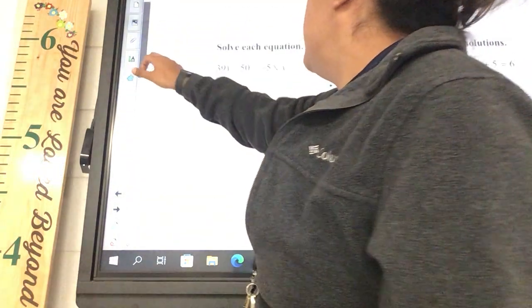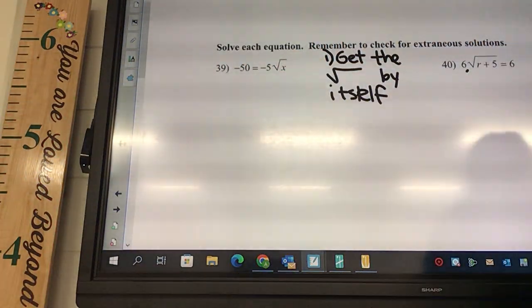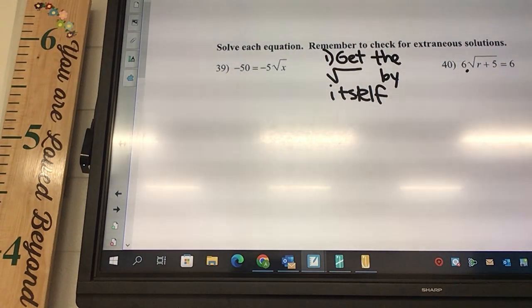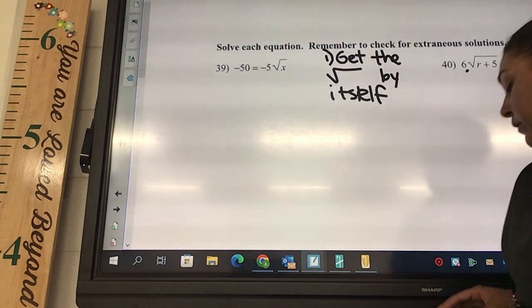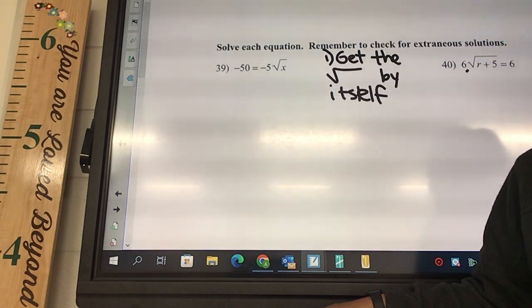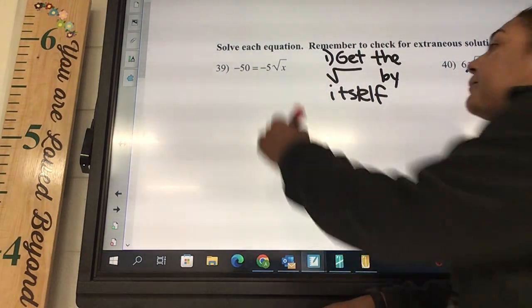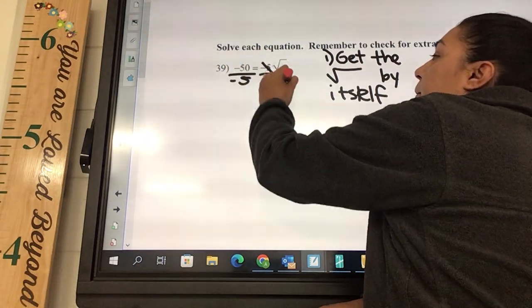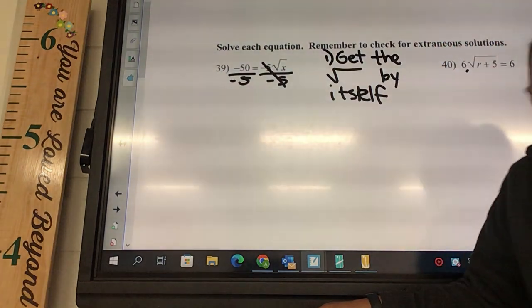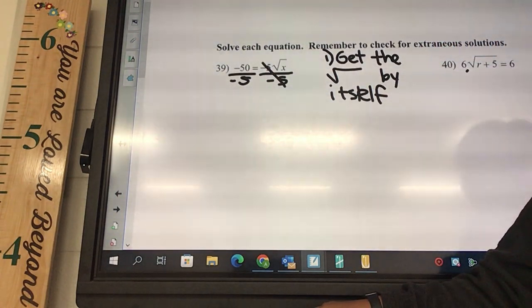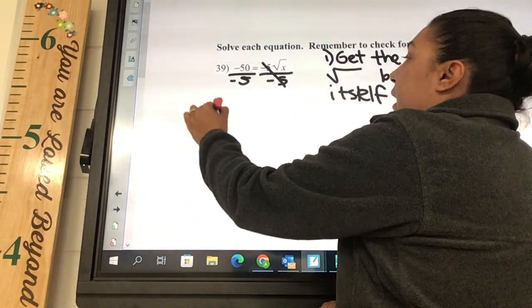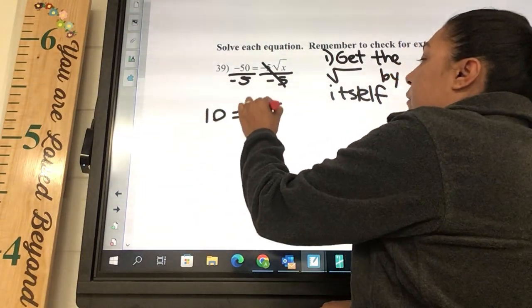What does it mean when it's sitting right next to it? It means multiplication. So we need to do what? Divide. So we're going to divide both sides by -5. What is -50 divided by -5? 10. So on this side, I got 10 equals the square root of x.